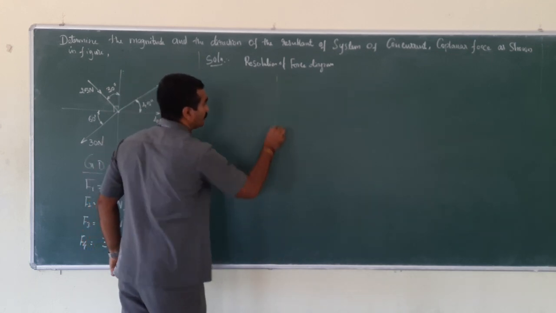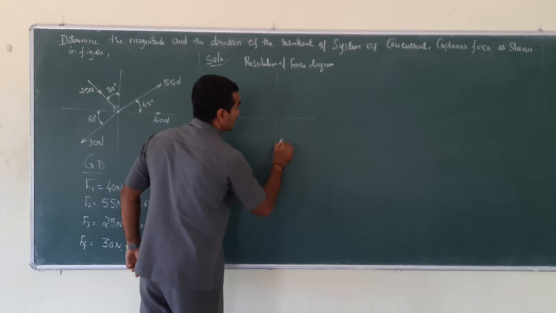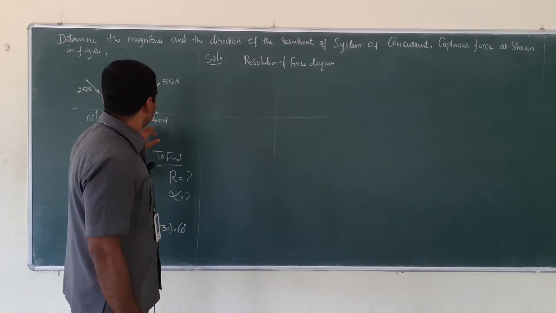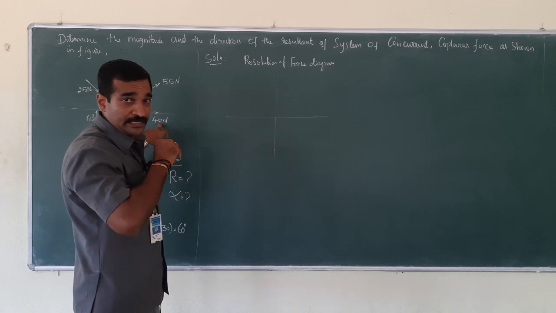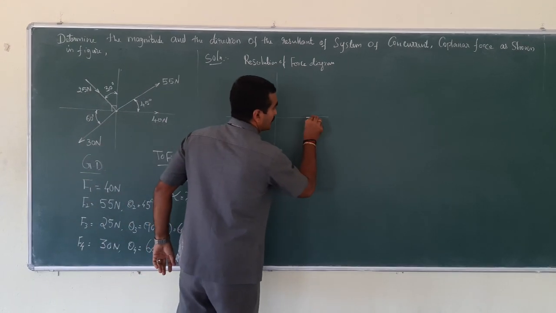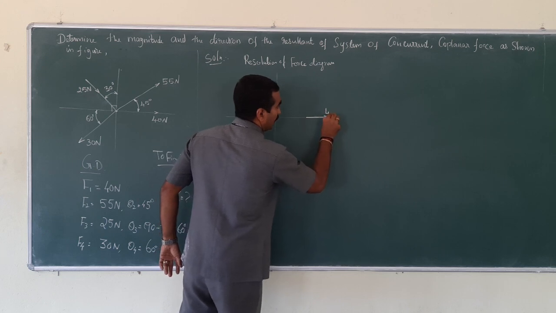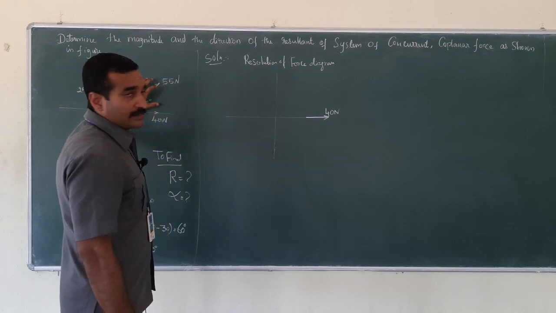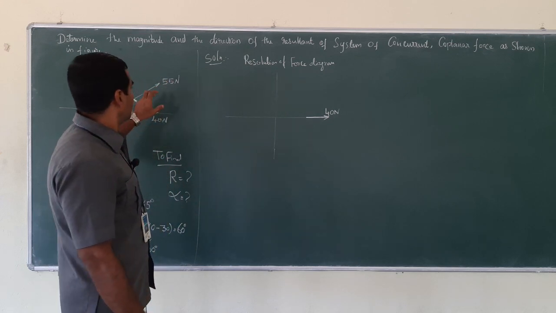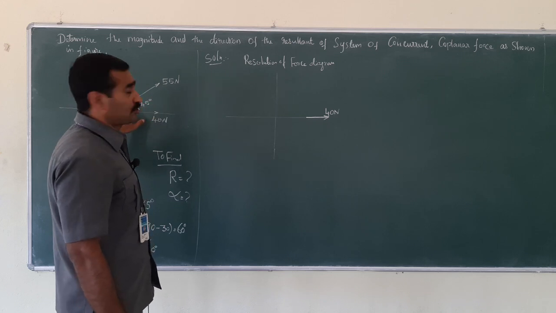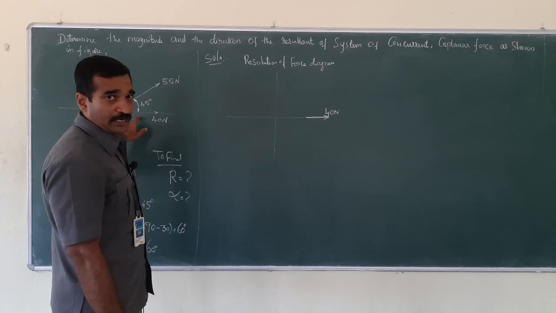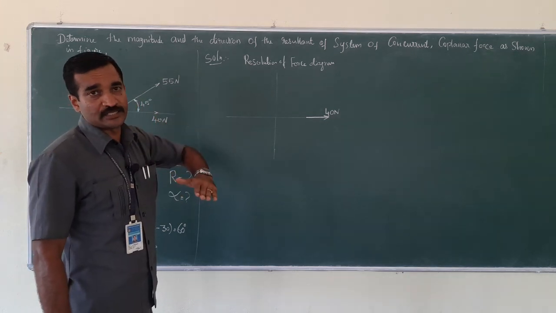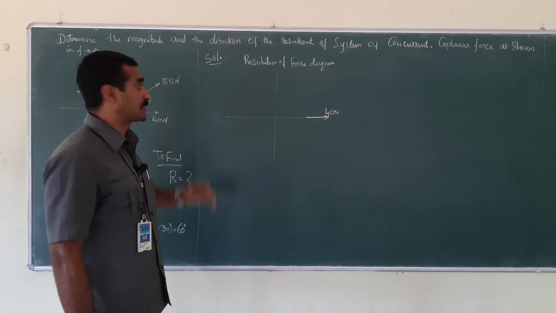Let me just draw the diagram here. So, this is nothing but the quadrant. Here is the 40 Newton force which is acting horizontally. Next, this particular force F1 has an inclination of 45 degrees with the horizontal. So, this needs to be split into two components, one vertical and another horizontal. The horizontal component should be cos and the vertical as sine.